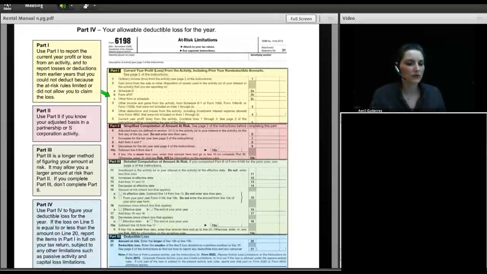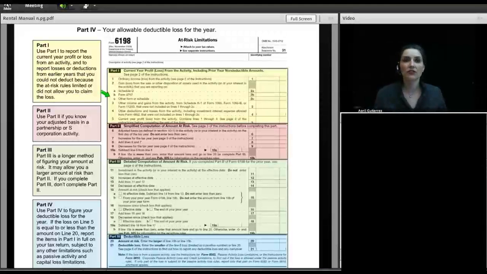Part 1, you use Part 1 to report current year profit or loss from an activity and to report losses or deductions from earlier years that you could not deduct because the at-risk rules limited or did not allow you to claim the loss. So let's just suppose you have a loss flowing through to you from your S corporation. The loss flowing through to you is $5,000, but you're not at risk for it, so you cannot claim it. You would enter that loss on Form 6198 and show that you're not at risk for it, and that loss will carry forward to the next year.